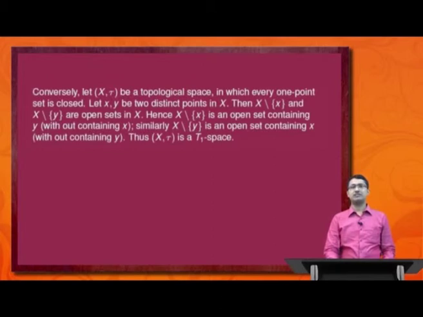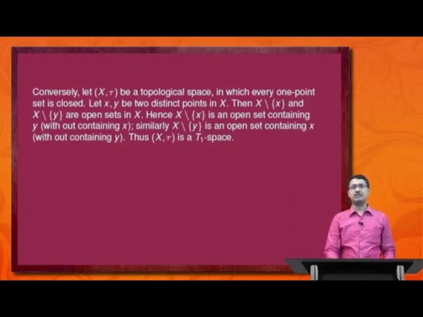Conversely, let (X, tau) be a topological space in which every one point set is closed. Then singleton {x} and singleton {y} both are closed. That means X minus {x} and X minus {y} both are open sets, and hence X minus {x} is an open set containing y without containing x. Similarly, X minus {y} is an open set containing x without containing y.